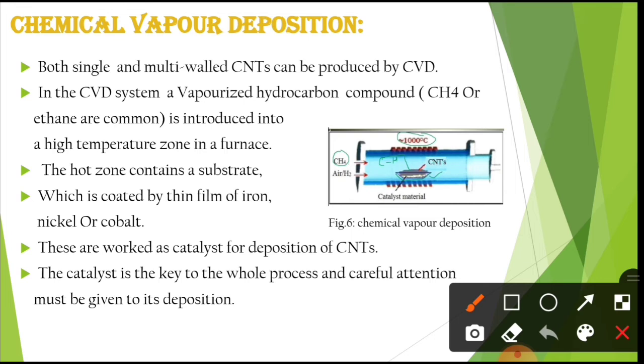So when we pass the gaseous methane molecule and apply 1000 degrees Celsius, the carbon-hydrogen bonds will break down and free carbon is evaporated. Carbon will be deposited on this catalyst material as carbon nanotubes. This simple process is called chemical vapor deposition.